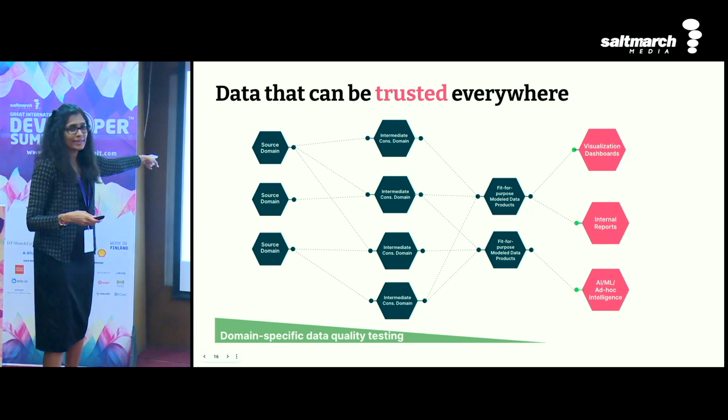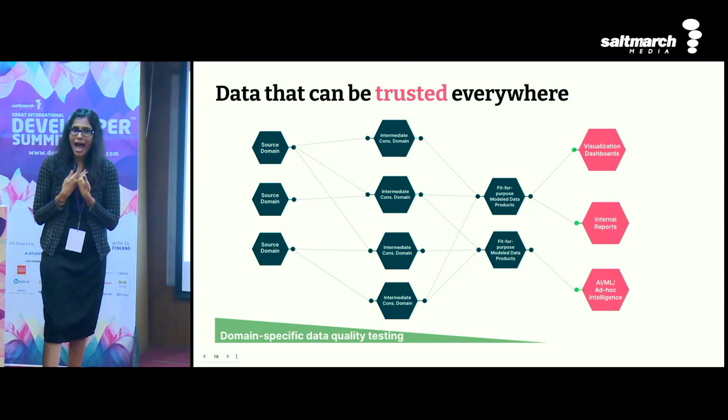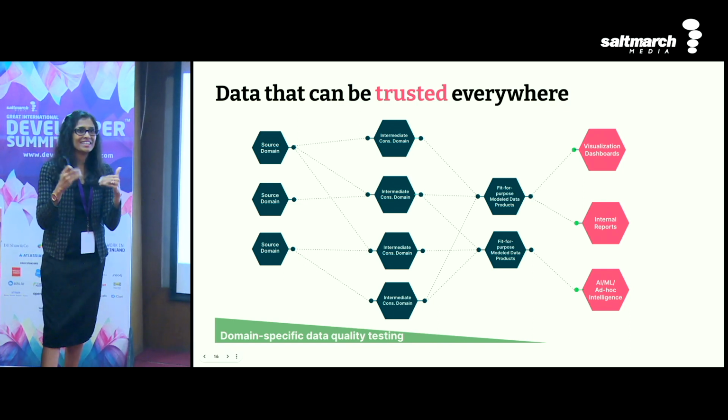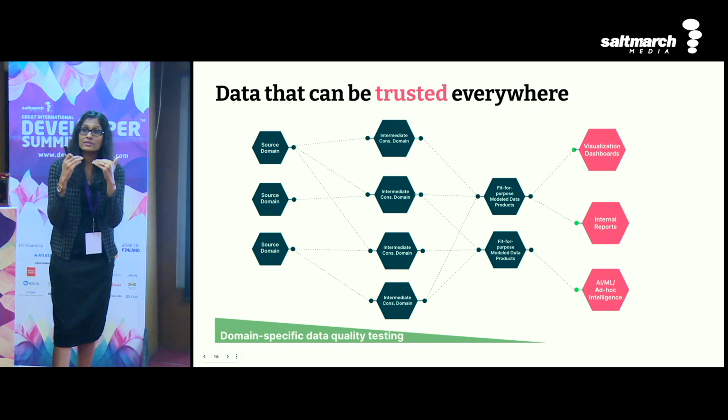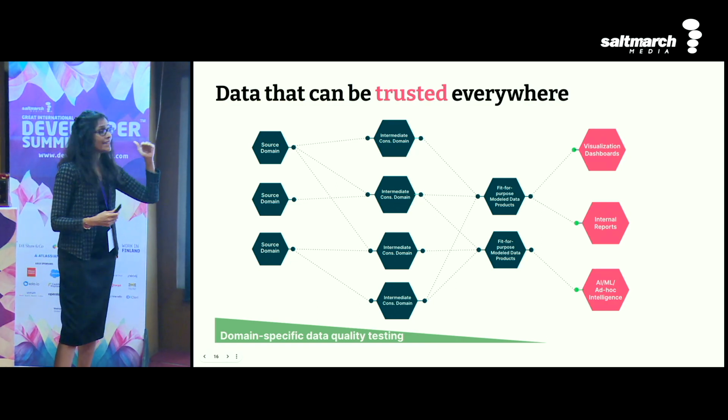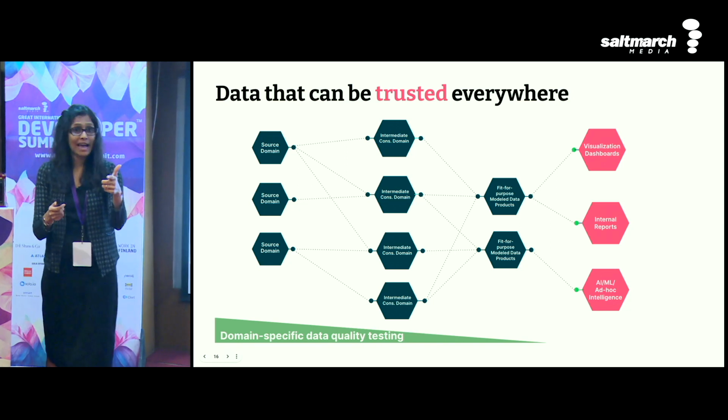They can trust this data that's coming from source domain 2 because I am owning that data up in its domain reality by applying all the data quality rules that my domain should uphold, right? Now, the second layer here is the intermediate consumption domain, right? That's where the aggregation comes in the picture.